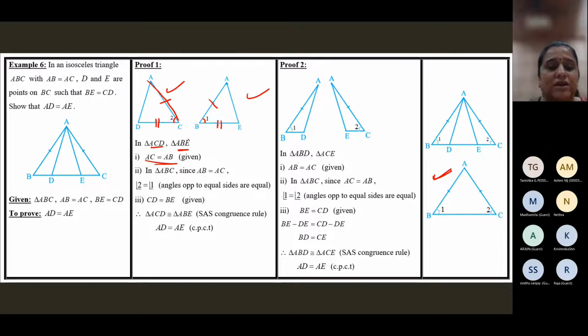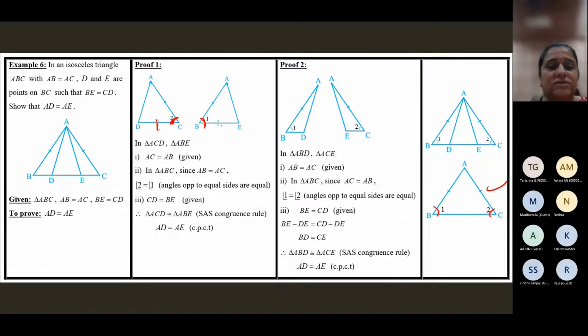Then I've explained in this triangle ABC, see here, I've used this figure and explained that. In this triangle ABC, since AB is equal to AC, angle 2 is equal to angle 1. Angles opposite to equal sides are equal. Actually this angle 2 is equal to angle 1, but 2 is in this triangle here and 1 is here. So angle 2 is equal to angle 1. That's the other information.